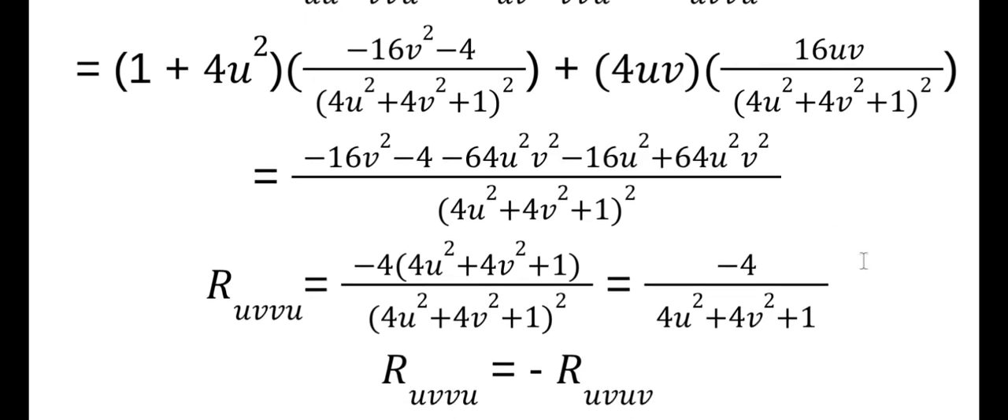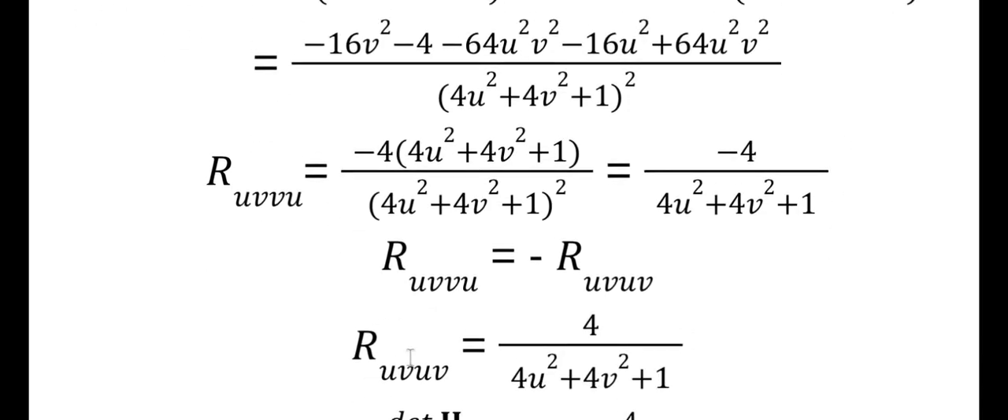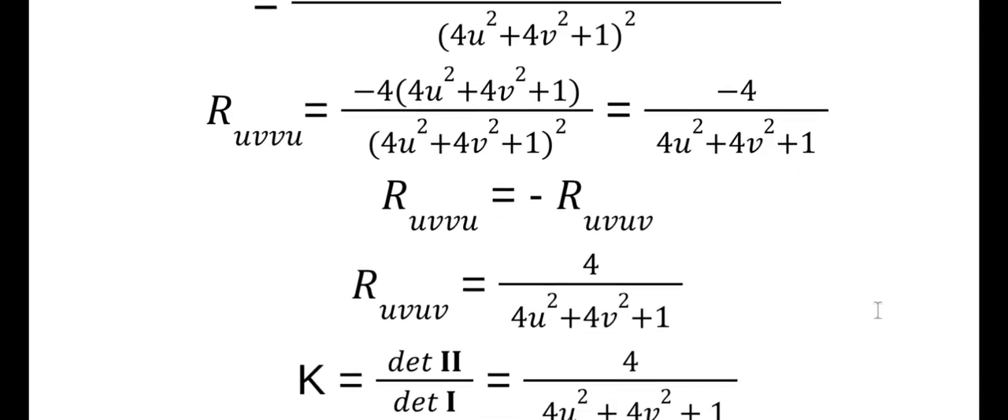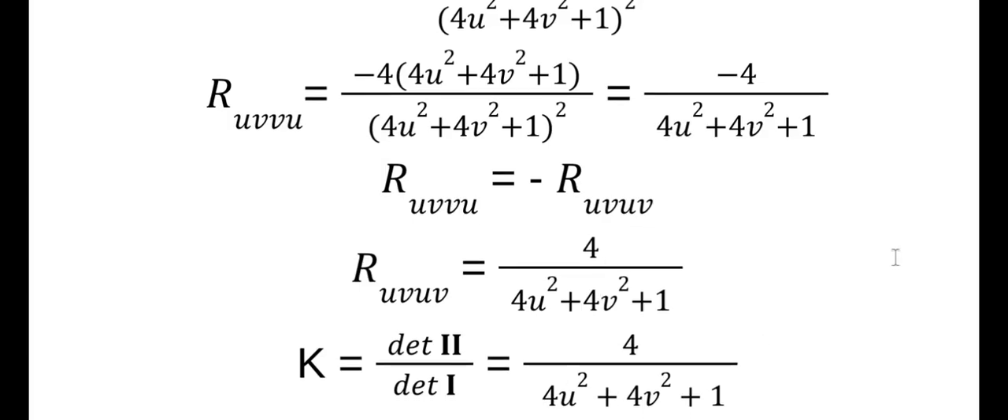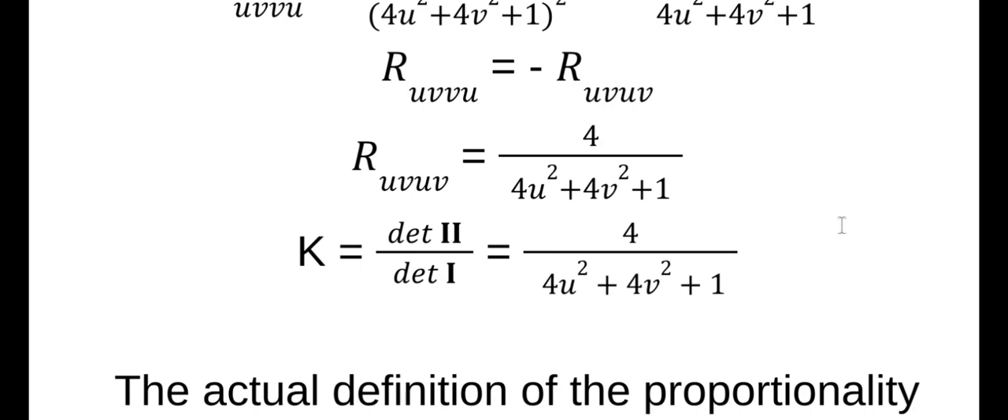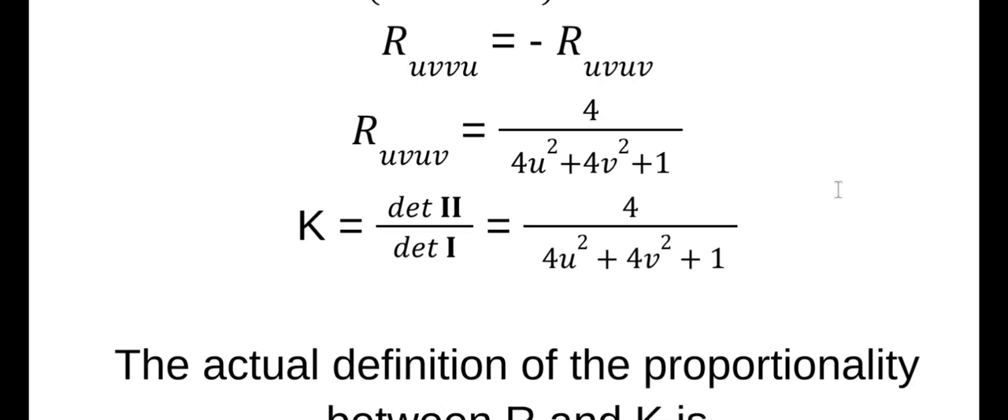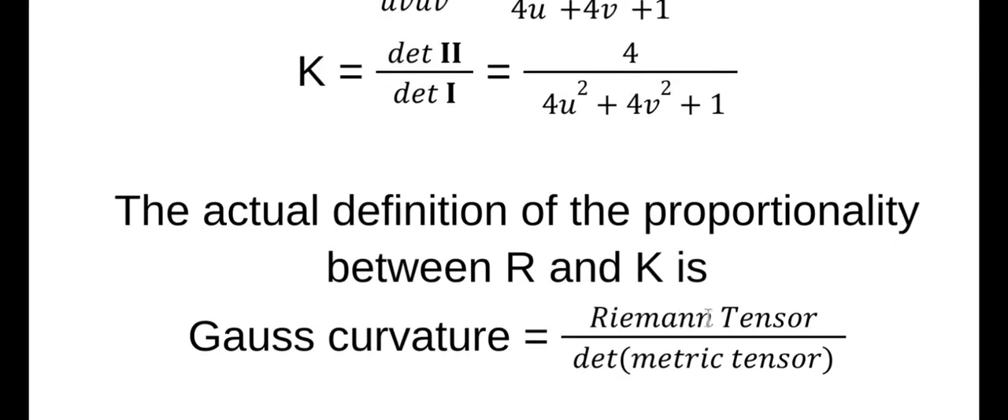Well, that's where these identities come in. If we swap these two indices, we pick up a negative. So a negative times a negative is a positive, and we get this. And that is identical to the Gaussian curvature defined the old school way, the determinant of the second fundamental form divided by the determinant of the first fundamental form. You get the same answer. So the actual definition, the proportionality between these two things, is the Gaussian curvature is equal to the Riemann tensor divided by the determinant of the metric tensor.